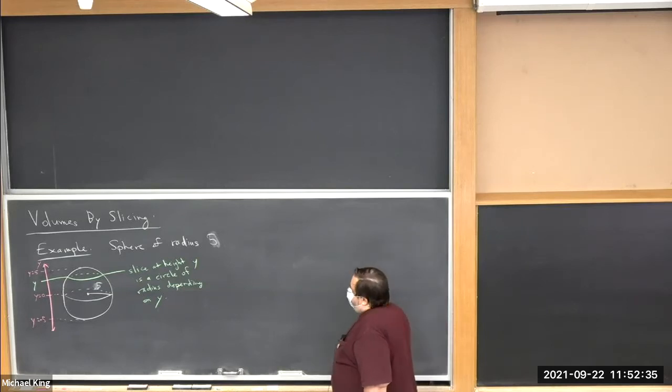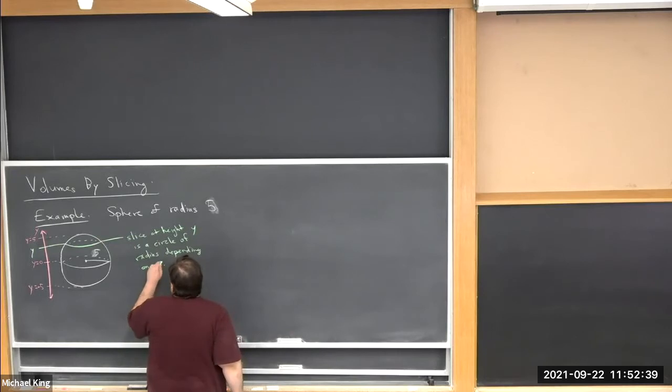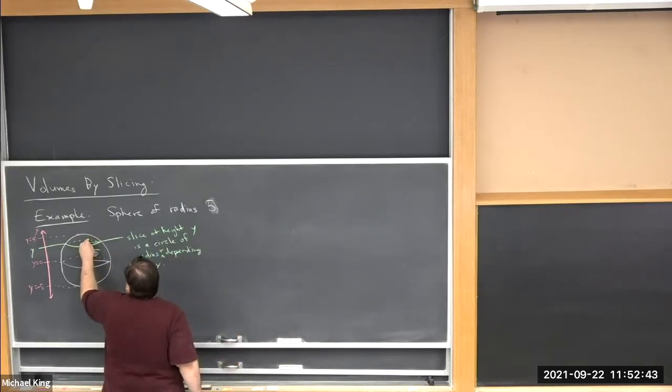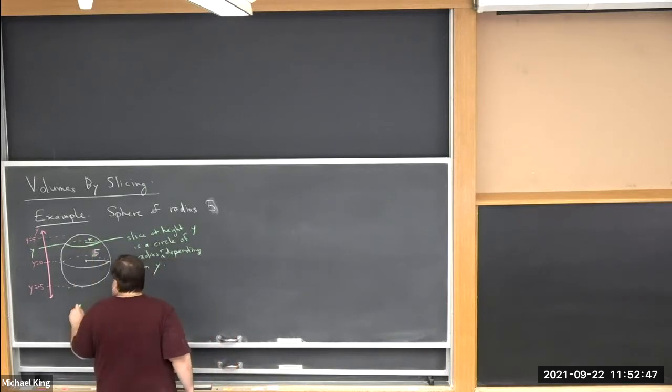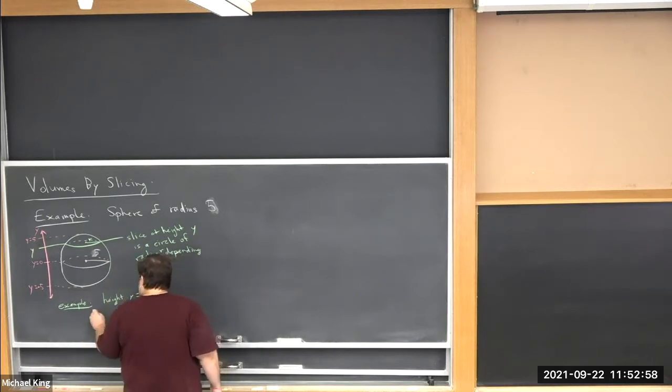And actually, let's do an example. Let me call this R. So that's radius R, but R is going to depend on y. Let's do an example like height y equals 3. What's the radius of the slice?